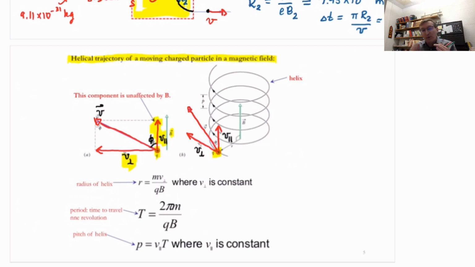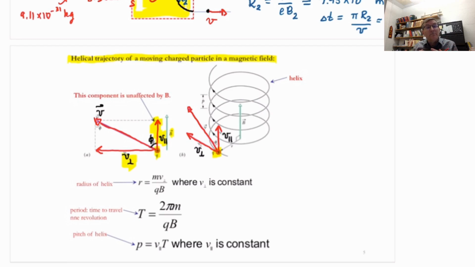So what you end up with altogether is uniform circular motion in a plane perpendicular to the direction of B, and straight line motion at constant speed parallel to B. And that's exactly what gives you a helix. A helix is circular motion combined with straight line motion perpendicular to the circle.